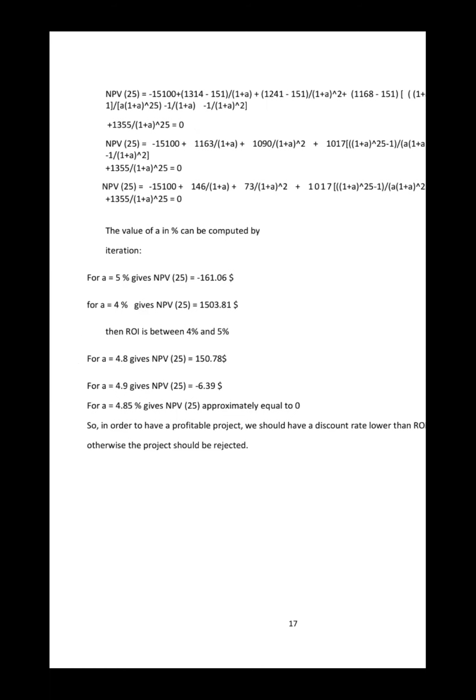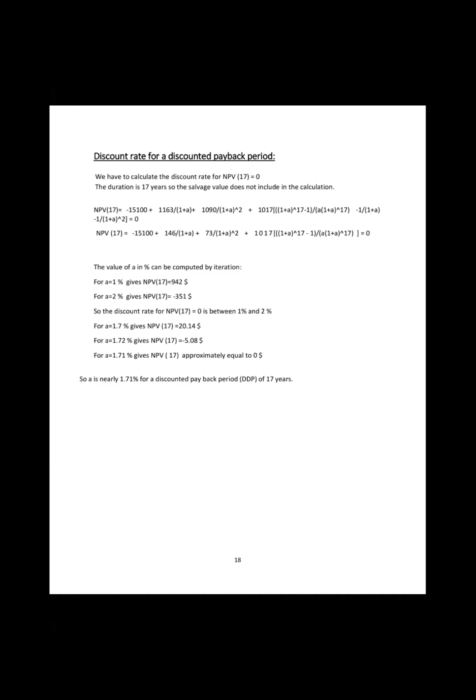Okay, so in order to have a profitable project, we should have a discount rate lower than ROI. Otherwise, the project should be rejected. Discount rate for a discounted payback period. We have to calculate, we took 17 years. We have to calculate the discount rate for NPV at 17 years equals 0. The duration is 17 years, so the salvage value is not included in the calculation. From the calculation, the discount rate is nearly 1.71% for a discounted payback period of 17 years.